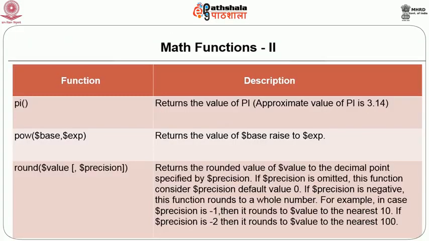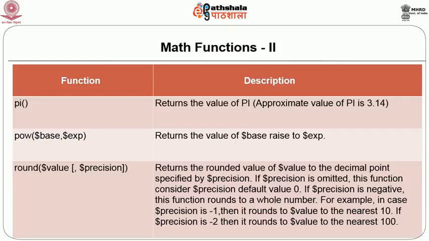The next function is round. So it takes one compulsory parameter value and an optional parameter precision. If precision is omitted, then this will be 0. But if precision is negative, then this function rounds the whole number to that particular value.